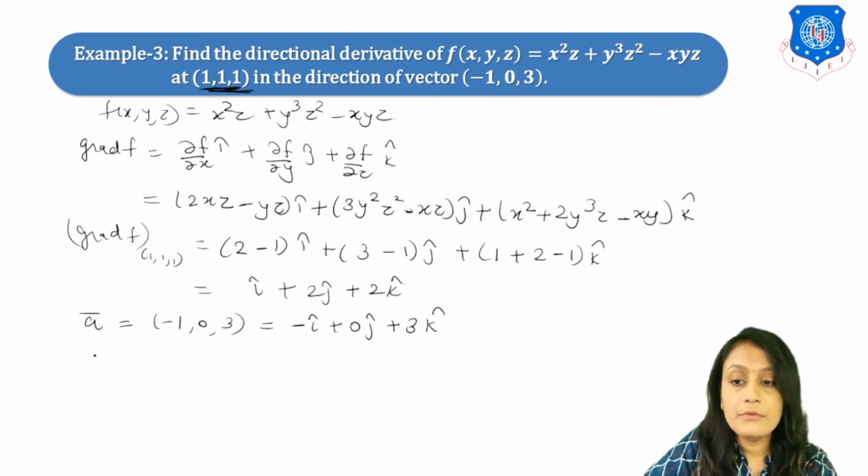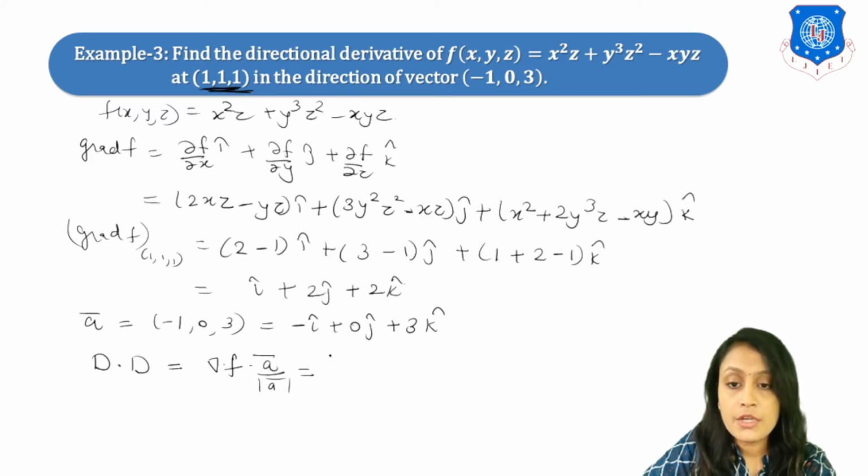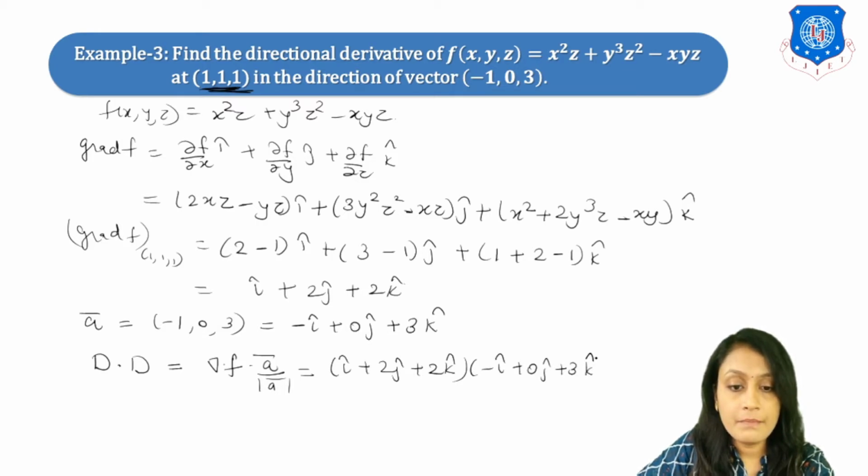Now we have to find the directional derivative. So the formula is what? Gradient of f dot the vector upon its magnitude, meaning direction upon its magnitude. So here the gradient is i plus 2j plus 2k, dot the direction that is given, minus i plus 0j plus 3k, upon its magnitude. So its magnitude is what? Minus 1 square.